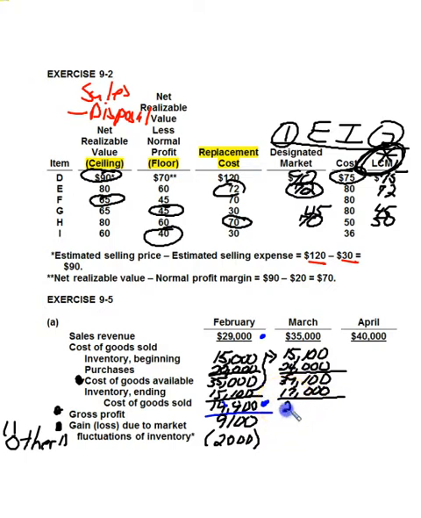Okay, so then we get cost of goods sold, 22,100. And we take sales minus our cost of goods sold to get our gross profit, 12,900. So cost of goods sold will go in that section. And then the gain that we have, that $1,100, will go down here at the bottom under other gains and losses as a gain.